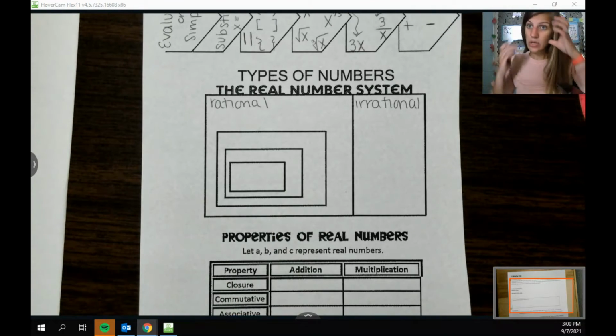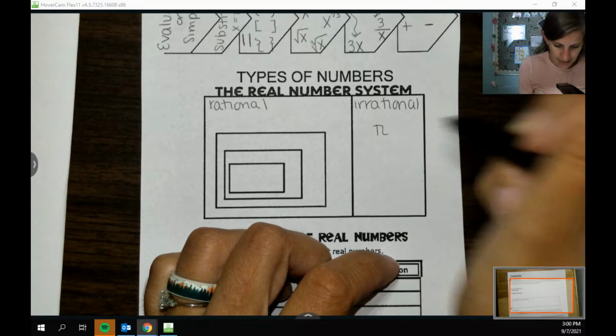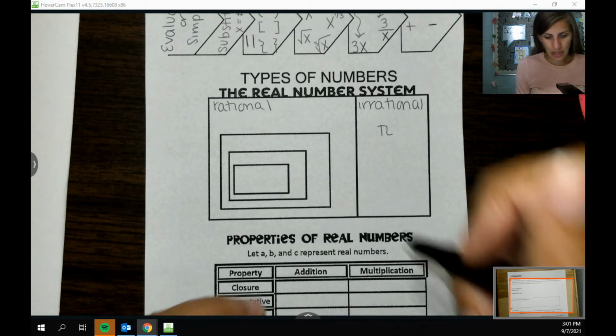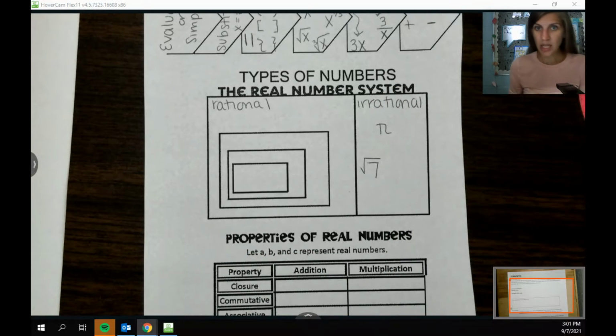And so talking about those two really quickly, a really, really famous irrational number is pi. And that's because pi is a number that does not end and does not repeat. So it's a decimal that continues forever, and the numbers don't start repeating themselves ever. Now, another really good type of number that is irrational is something like the square root of 7.